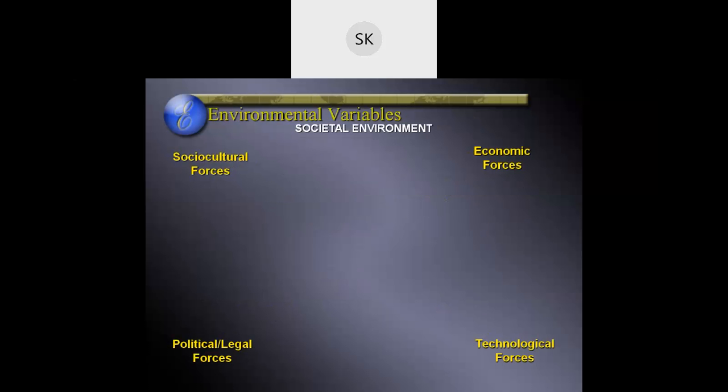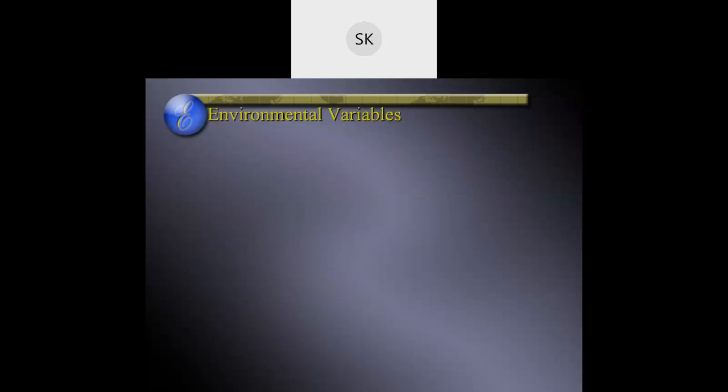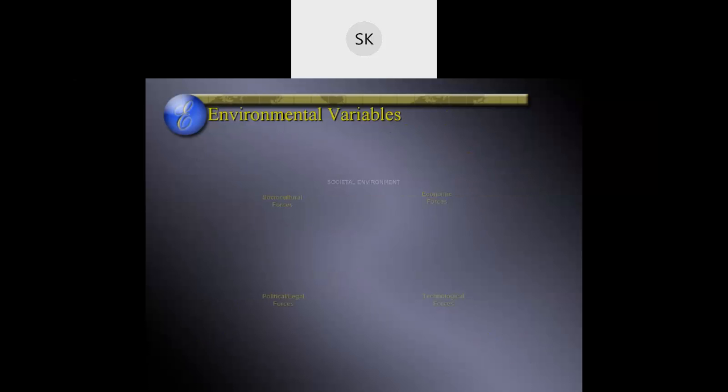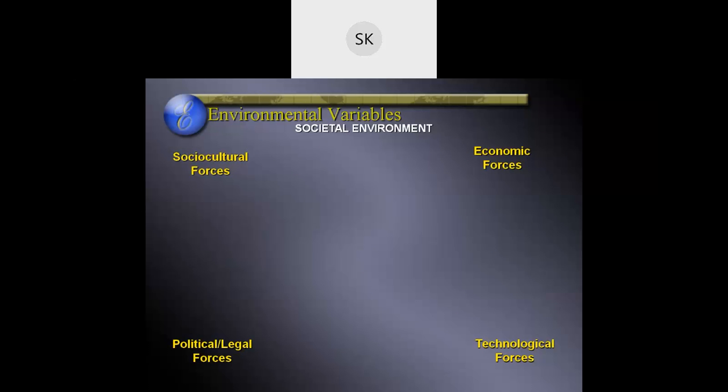Okay, this is an example for task environment and societal environment. The environmental variables, there are external variables, the societal environment. I told you there are two environments that we talk about. One is the societal environment, and in that there are four types: socio-cultural forces, economic forces, political or legal forces, and technological forces. What are the socio-cultural forces?